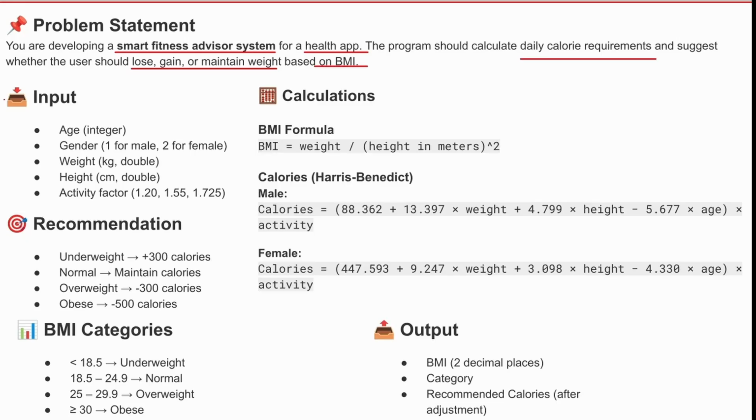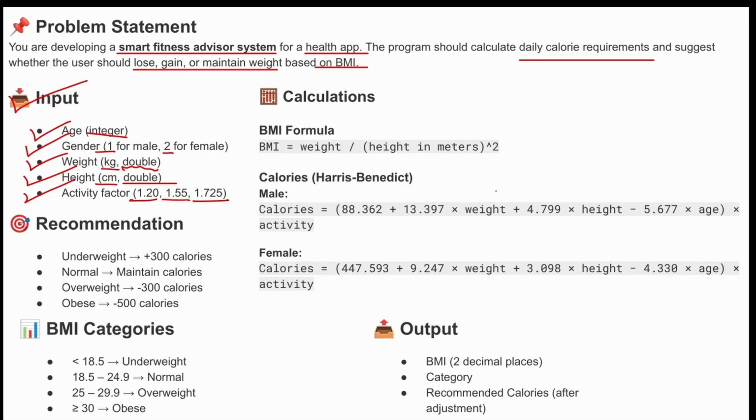So we are going to take the following inputs. First, the age of the user, that should be an integer. Then the gender of the user, 1 if he is male, 2 if she is female. Then the weight of the user in kg, that will be a double. Then the height of the user in centimeters, that will also be a double. Then the activity factor, that could be 1.2 or 1.55 or 1.725.